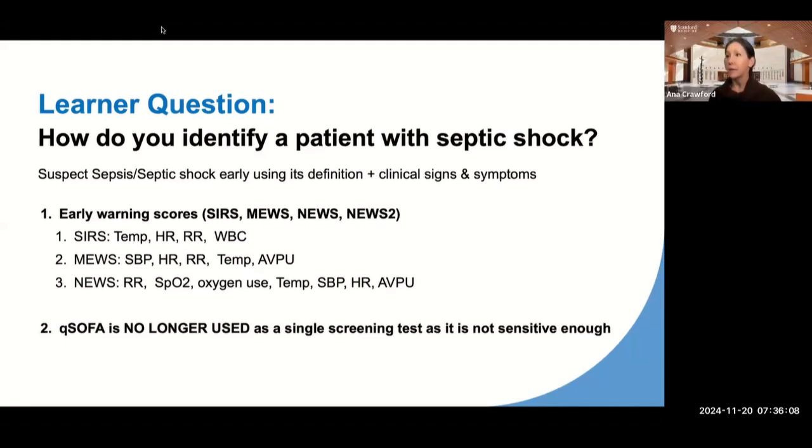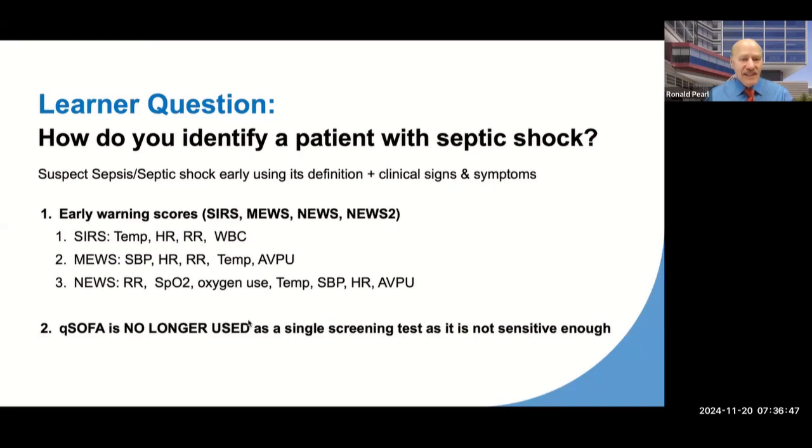Dr. Pearl, I think the qSOFA is still very commonly used and recognized. And I wonder about this recommendation of not using it as a single screening tool. I think it's important to point out that you can use qSOFA, but if you do, you may miss some patients because it's not sensitive enough. So if you're going to use qSOFA, maybe consider using it in combination with one of the other early warning scores, or switching over to one of these other early warning scores. Would you agree with that statement?